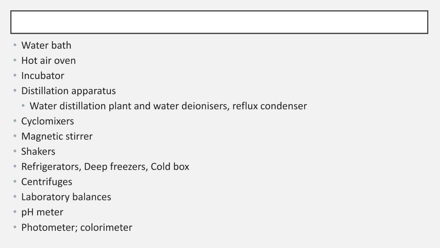So how it works, and care and maintenance. And centrifuges also we will discuss.